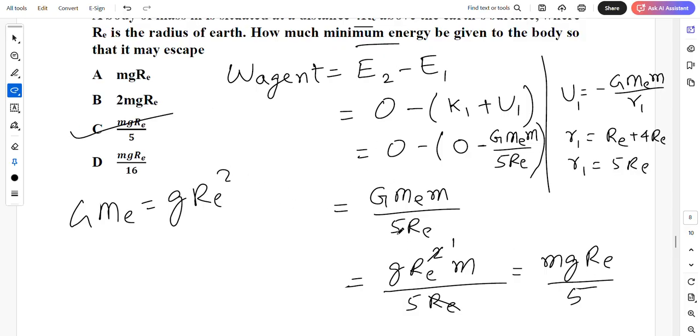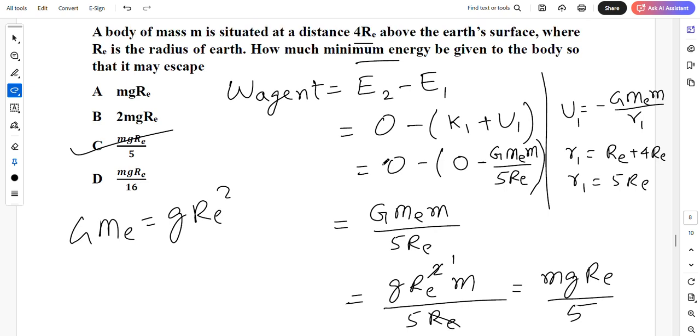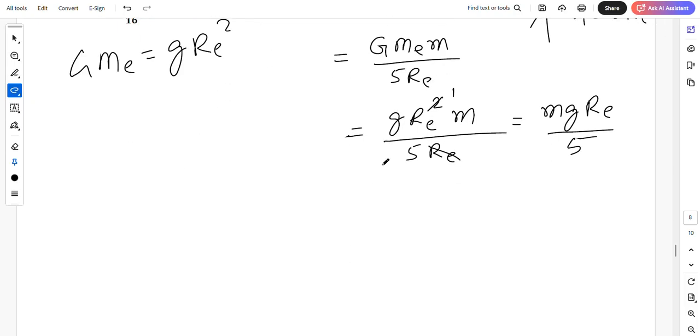Hope you understood. Use this formula to calculate the minimum energy. Understood? Now let us go to the next problem.